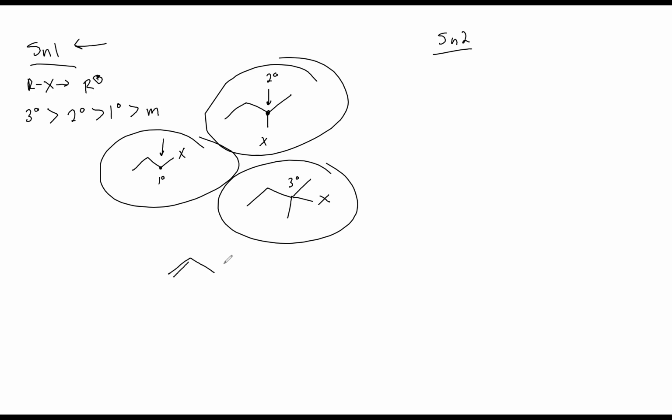Again, you may see something like this, where we would call this an allylic alkyl halide. This is going to be the most reactive. But you won't see this as much in this section because it's a little bit more complicated than you are trained to understand at this point. Generally, allylic is more reactive than tertiary, but you will not see it very much.